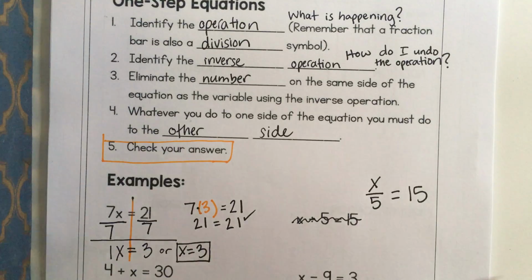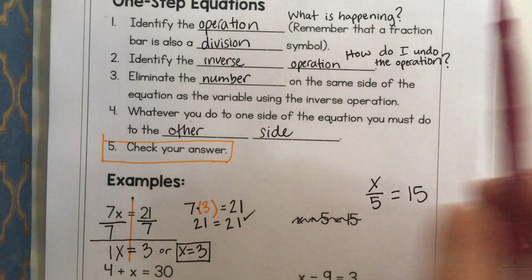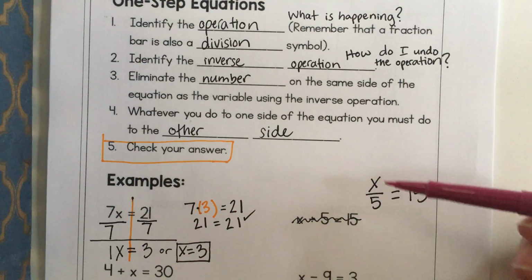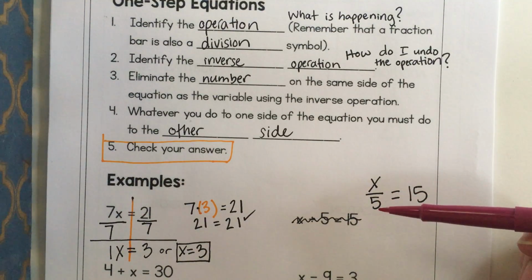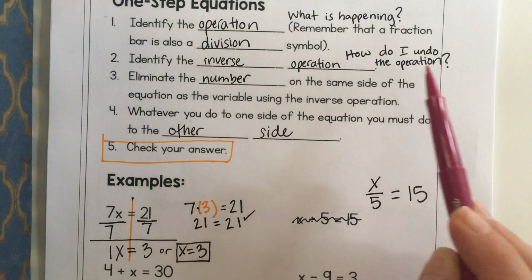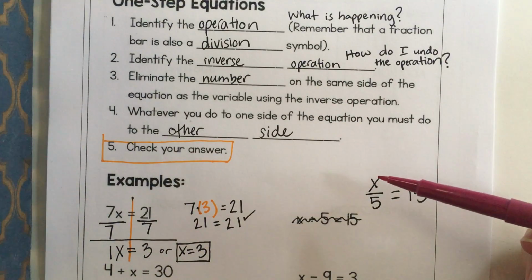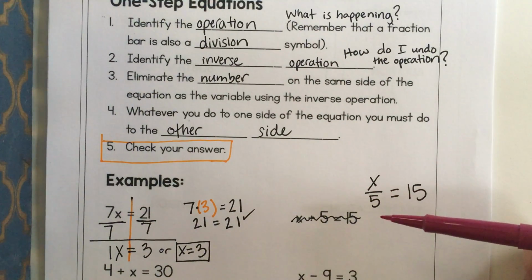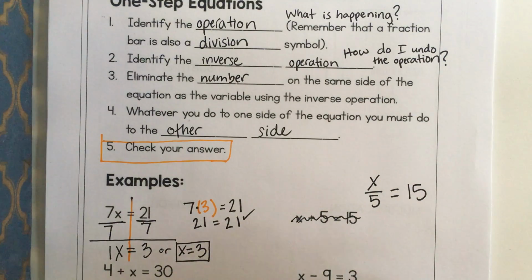Now I'm going to try to do my work in another color so that you can see my steps. So the first thing is identify the operation. What is happening? Well, what's happening is x is being divided by 5. So the next question is, how do I undo the operation? We need to identify that inverse operation. So the inverse of division is what? The inverse of division is multiplication.